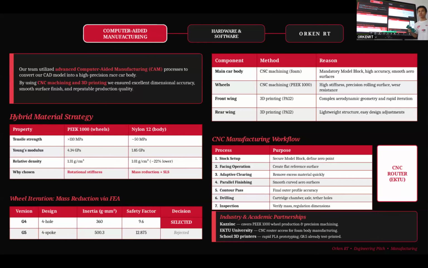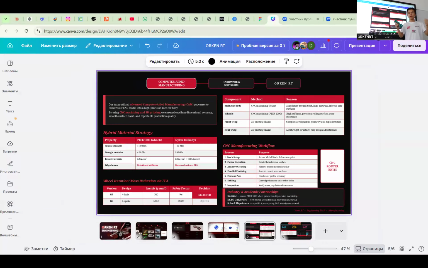Manufacturing also became a major part of our engineering learning. Through our school, we had access to 3D printing, which allowed us to prototype elements using PLA and test physical versions of our concepts, including G8.5. However, in the final stages, the car body must be manufactured from mandatory foam material using CNC machining. Because of this, we had to consider machining tolerance, material limitations, and the risk of thin elements. And that's all.